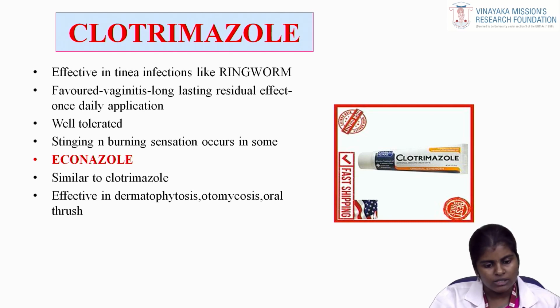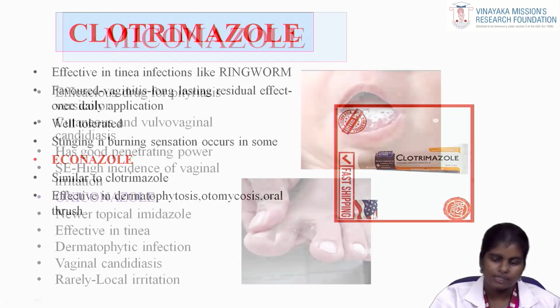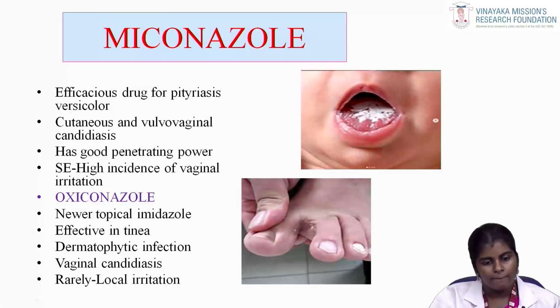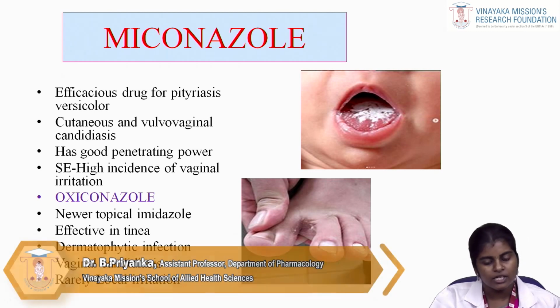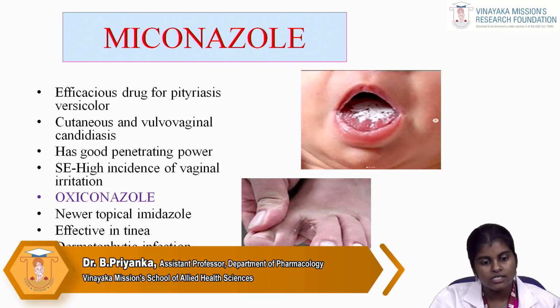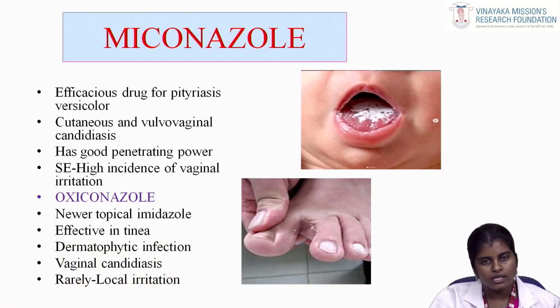Coming to econazole, it is again similar to clotrimazole. It is effective in conditions such as dermatophytosis, otomycosis and oral thrush or candidiasis. Coming to miconazole, it is again effective only topically and cannot be given systemically. It is an efficacious drug especially in pityriasis versicolor, cutaneous and vulvovaginal candidiasis. It has good penetration power, so you can use it topically in those cases.